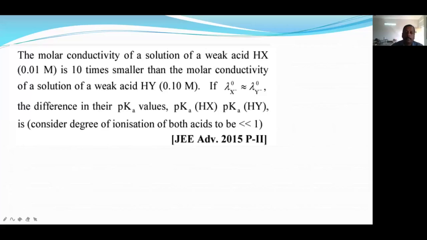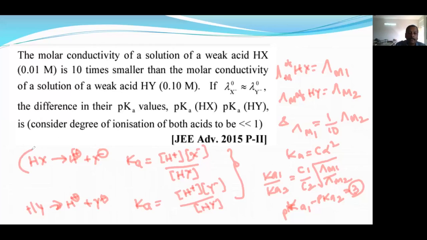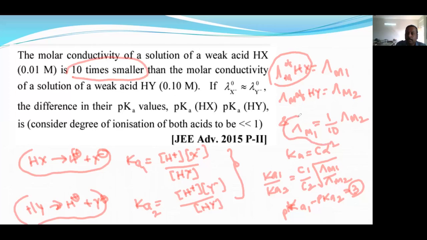Okay. Next one is the integer type question, 2015 Advanced Paper 2. So here we are given two weak acids HX and HY. So for HX let us take Ka1 and for HY let us take Ka2. As per Ostwald dilution law, these formulas are written. And lambda m of HX, let us take lambda m1, and HY as lambda m2. Here it is given that it is 10 times smaller than the molar conductivity of HY. So this relation we can write: lambda m1 by 1 is equal to lambda m2 by 10.